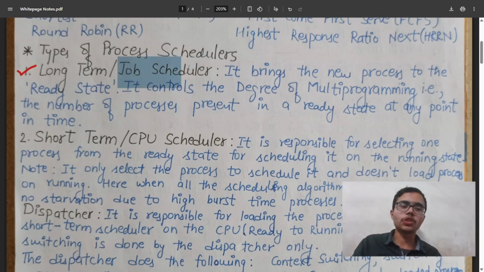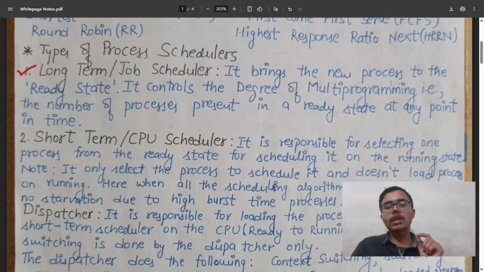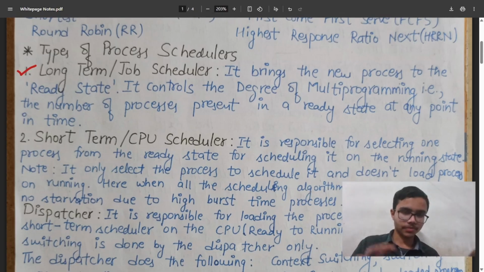We also call the long-term scheduler a job scheduler. It brings the new process to the ready state. It controls the degree of multi-programming. This is an important point. What is the meaning of degree of multi-programming? The number of processes present in the ready state at any point of time is called the degree of multi-programming. If we assume that 10 processes are present in the ready state, that means 10 processes are waiting for running, so the degree of multi-programming is 10.